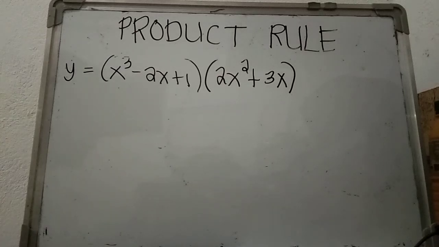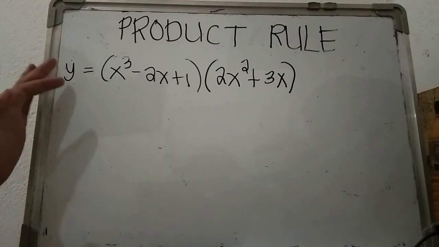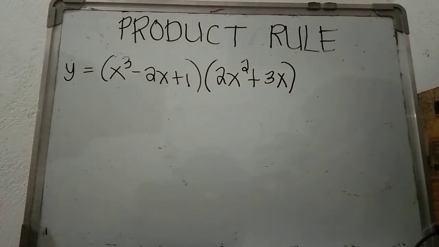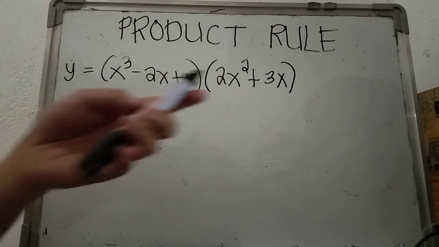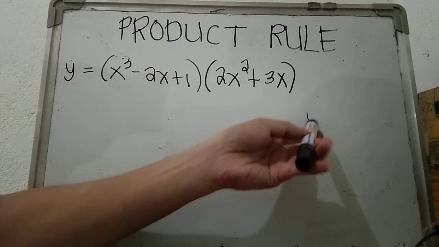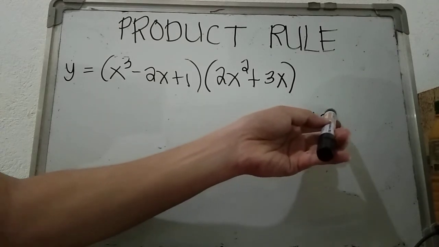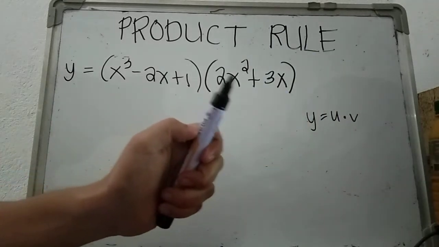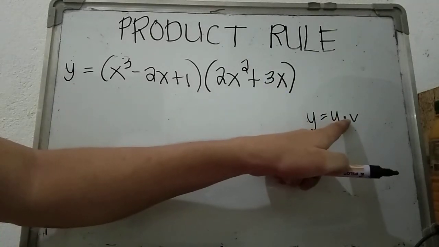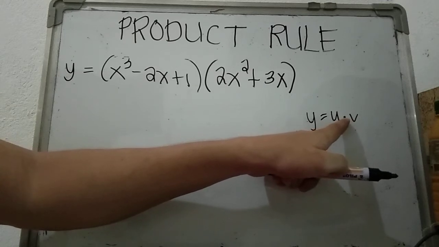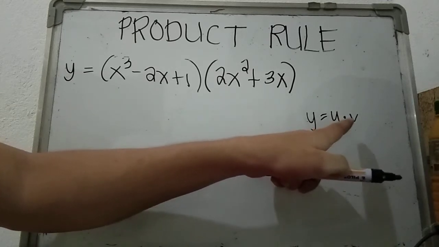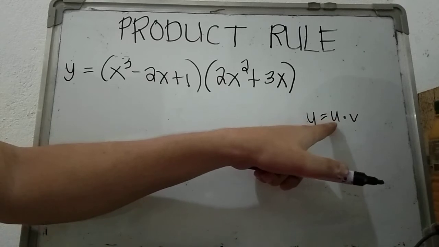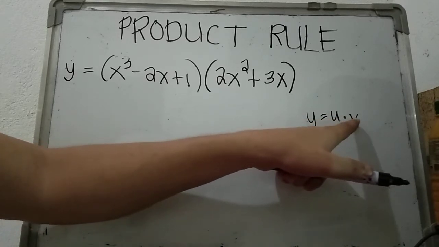Hello guys, in this video we will be discussing finding the derivative of a function using the product rule. Now take note, the product rule is defined by this expression: y is equal to u times v. This solid dot is a symbol or notation for the multiplication operation. So u and v are any functions.